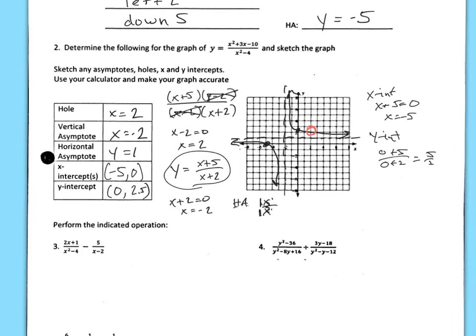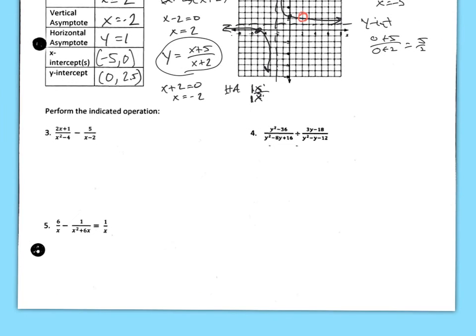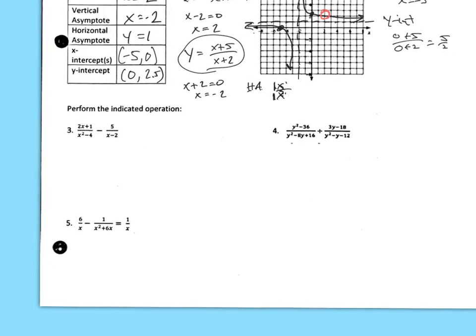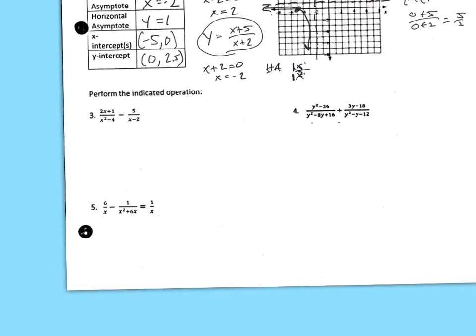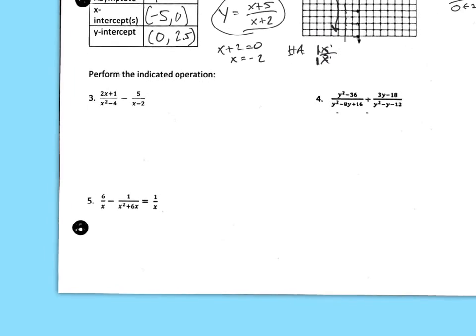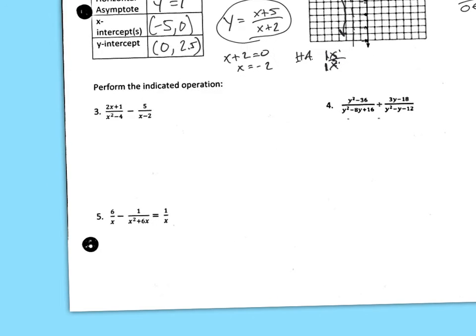The rest of the test is algebra. So we are asked to do whatever this says to perform the indicated operation. So expect adding, subtracting, multiplying, dividing, solving. We'll get to the inequalities there on the back. So you're not going to come up with an answer like x equals 5 or anything here. We're just going to combine these two.